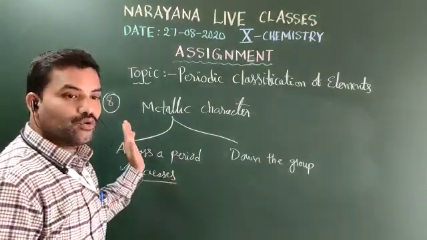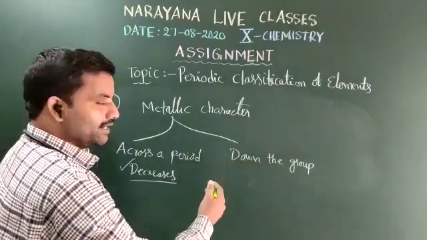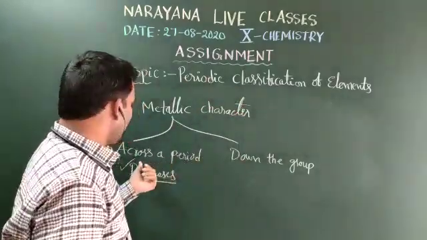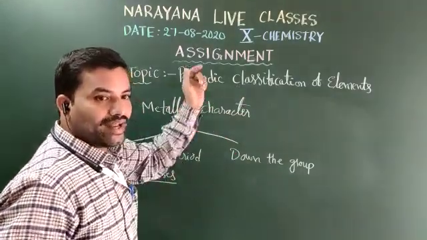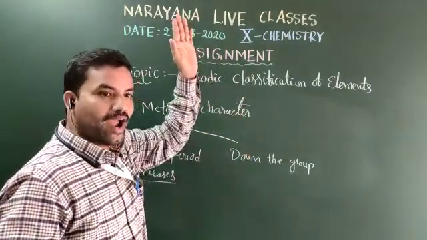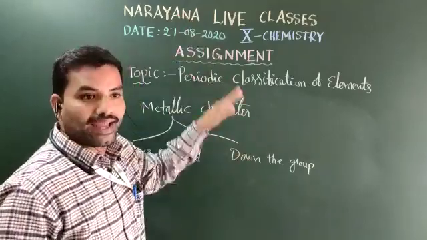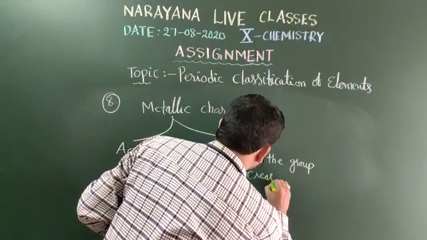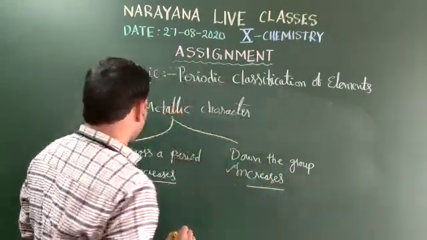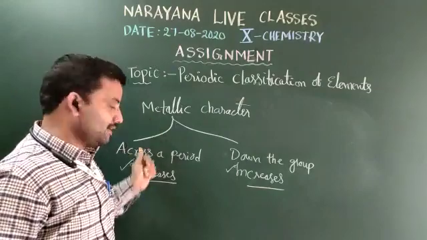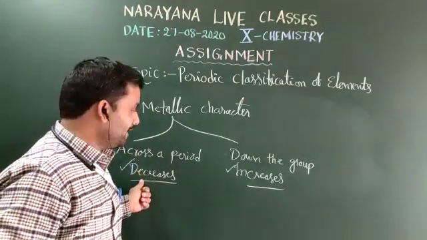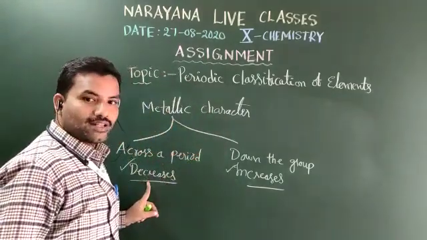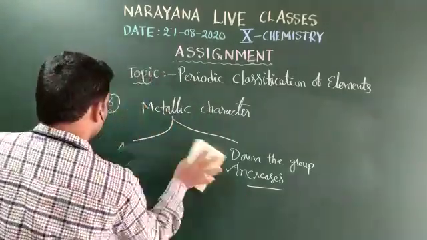Why? Because when we move from left to right, it goes from metals to non-metals. When we go from metals to non-metals, obviously metallic character decreases. Whereas from top to bottom, from hydrogen to francium, down the group, metallic character increases. These are the two answers: metallic character decreases across a period and increases down a group.